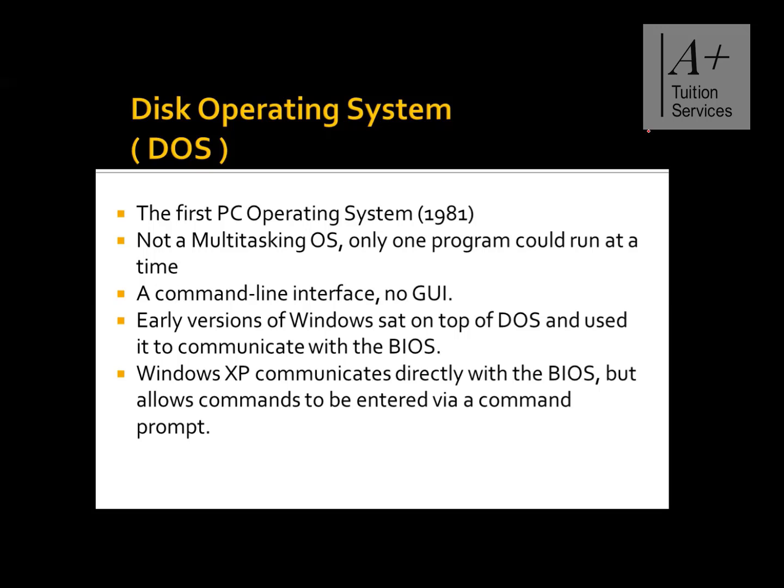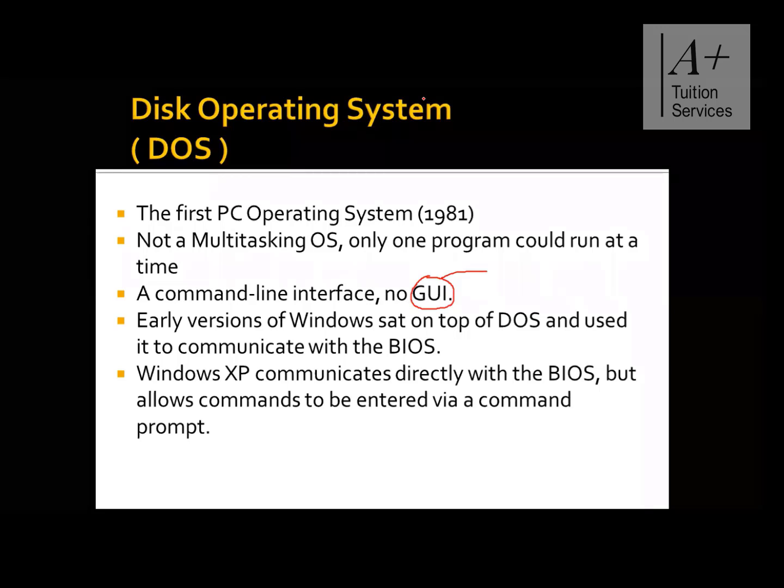It was not a multitasking operating system. Only one program could run at a time. It had a command line interface, not a graphical user interface. So GUI, sometimes pronounced "gooey", is graphical user interface. This is something we need to remember, so just write that in your notes.